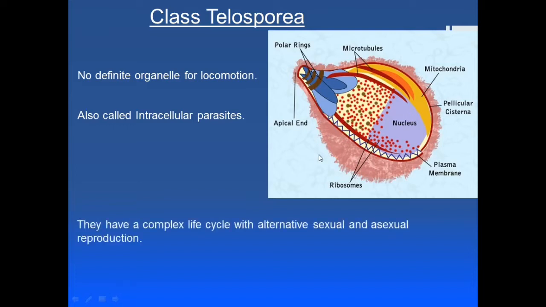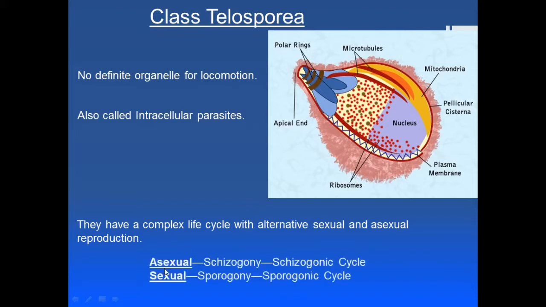The third property, which is very important, is that they have a very complex life cycle, in which they have a sexual life cycle and an asexual life cycle, and both of these life cycles alternate with one another. So they have alternation of generation between sexual and asexual reproduction. Their asexual reproduction is called schizogony or the schizogonic cycle, whereas the sexual reproduction is called sporogony or the sporogonic cycle. You have to remember these terminologies. The asexual life cycle is called schizogony, whereas the sexual life cycle is called sporogony.